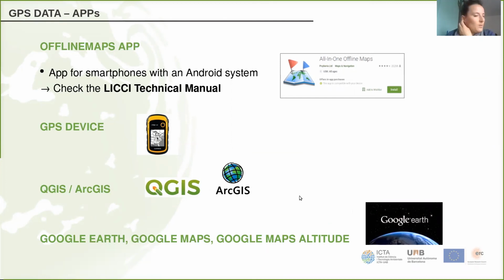And then there's one called Offline Maps app, and we have focused a bit on that, because the good thing is that everybody with an Android smartphone can download this map, so most people can probably use it without having to buy anything new. We prepared a LICCI technical manual where we explain in detail how to use this application. We have also prepared some tutorial videos explaining each step of how to get the data.